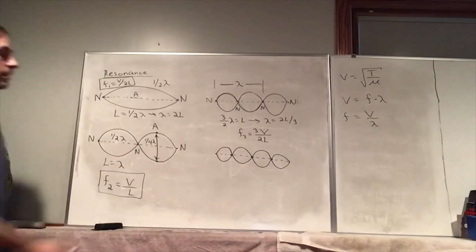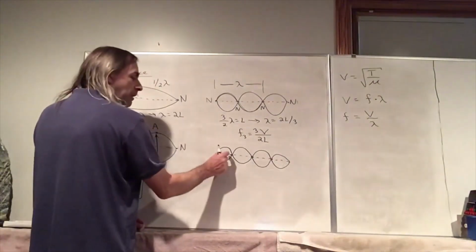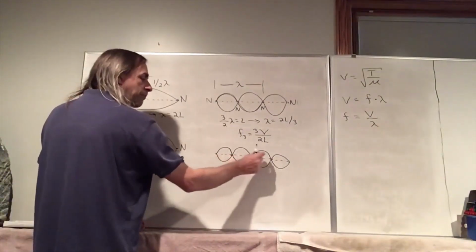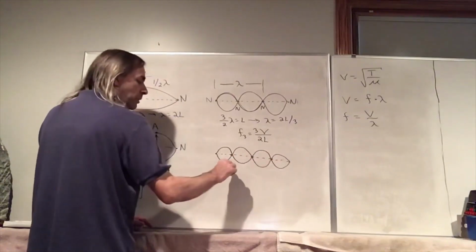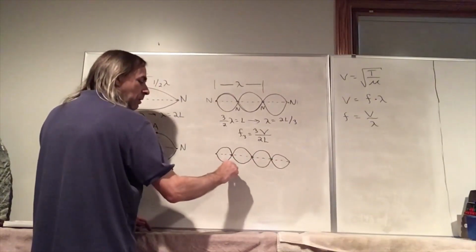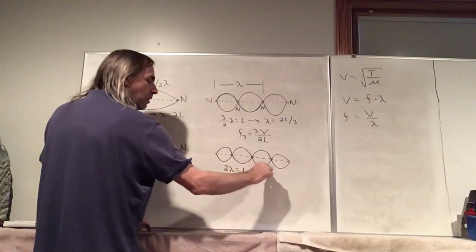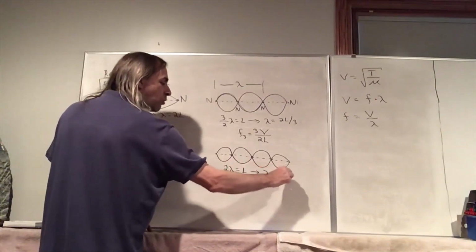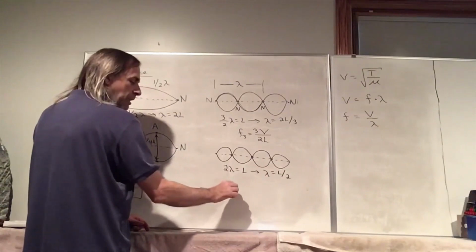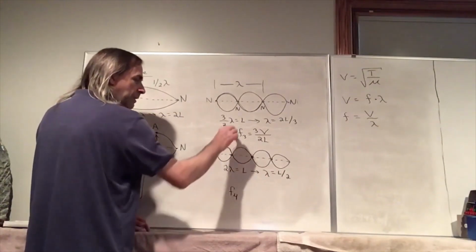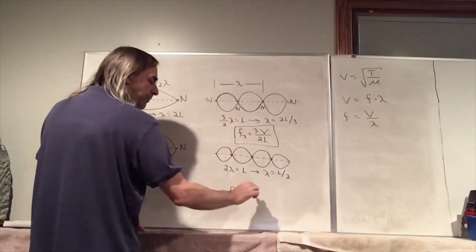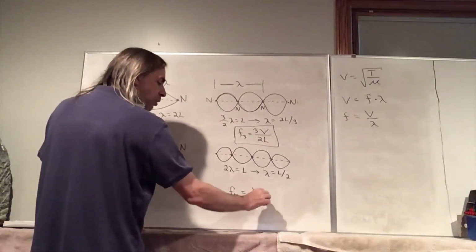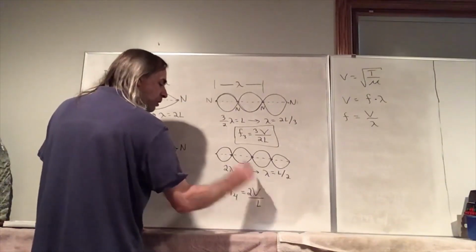And finally, let's look at this last pattern. We have half plus 1/2. That's 1. Then 1.5, 2. So 2 lambda equals L, or lambda is L over 2. This is the fourth frequency that resonates. Boxes around these. So F4 would be V over L over 2.